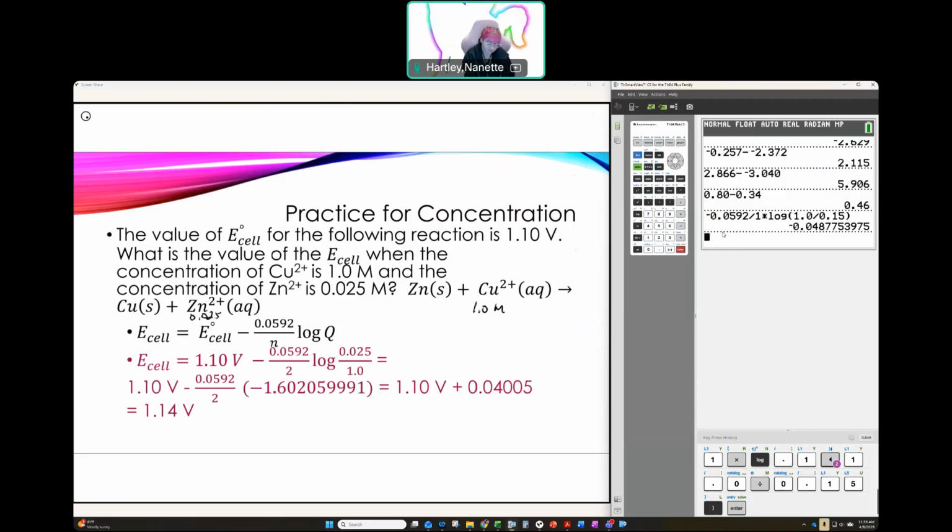Okay, so if I put in my E naught cell, which is 1.10 volts, minus the 0.0592 over 2, because it's a 2-electron process, times the log of the 0.025 divided by 1, that's equal to this mathematics right here, which gives me 1.14 volts. So very slight increase as we do that, because I want to make more product. So very slight increase for driving that reaction in the forward direction.